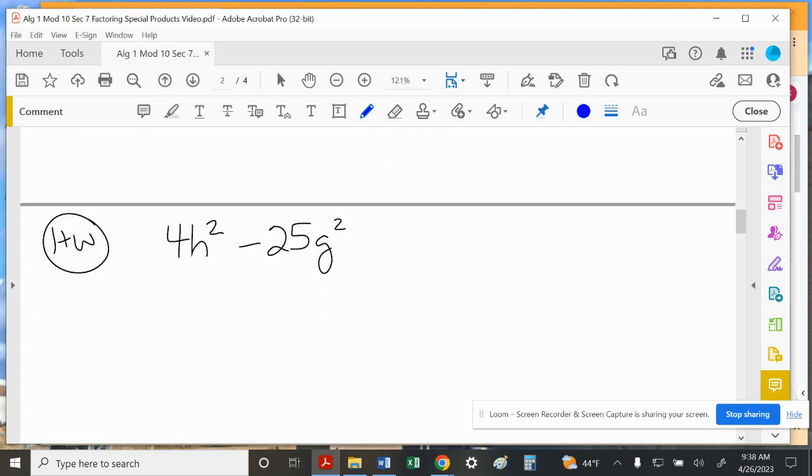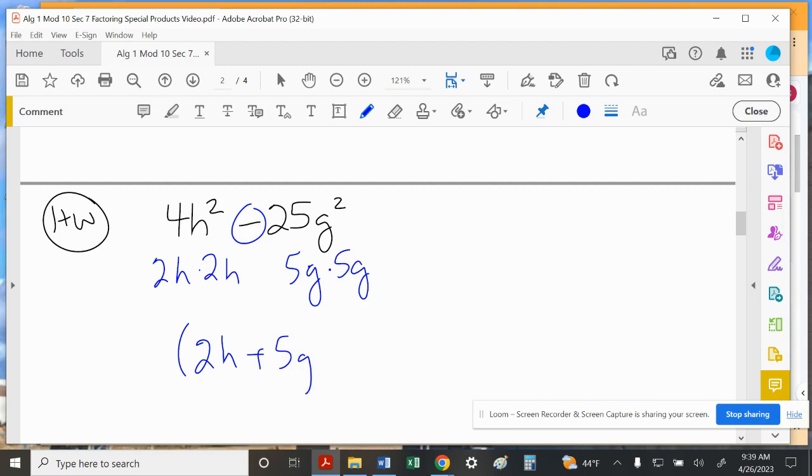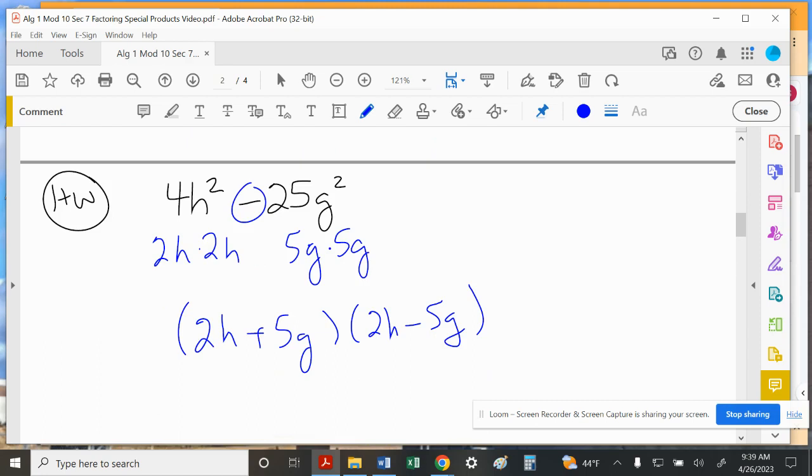Okay, 4h squared minus 25g squared. This is 2h times 2h. This is 5g times 5g. We have a minus sign there, so it factors down to 2h plus 5g times 2h minus 5g. And notice that I'm switching between where the plus and the minus goes. Minus I put first, plus I put first. It doesn't matter because with multiplication, 2 times 3 is the same thing as 3 times 2, so it doesn't matter what order I'm putting this multiplication in. There's a multiplication right in the center there, and so it doesn't matter which way I put it.